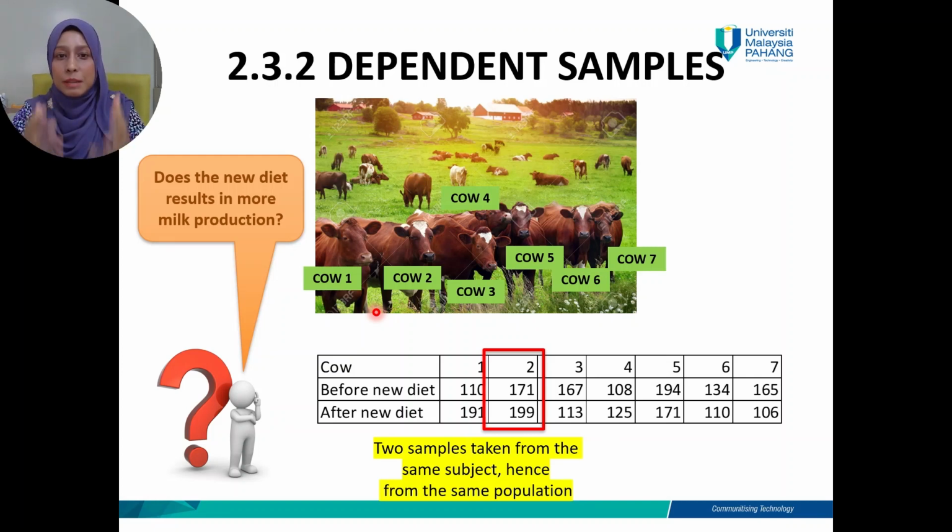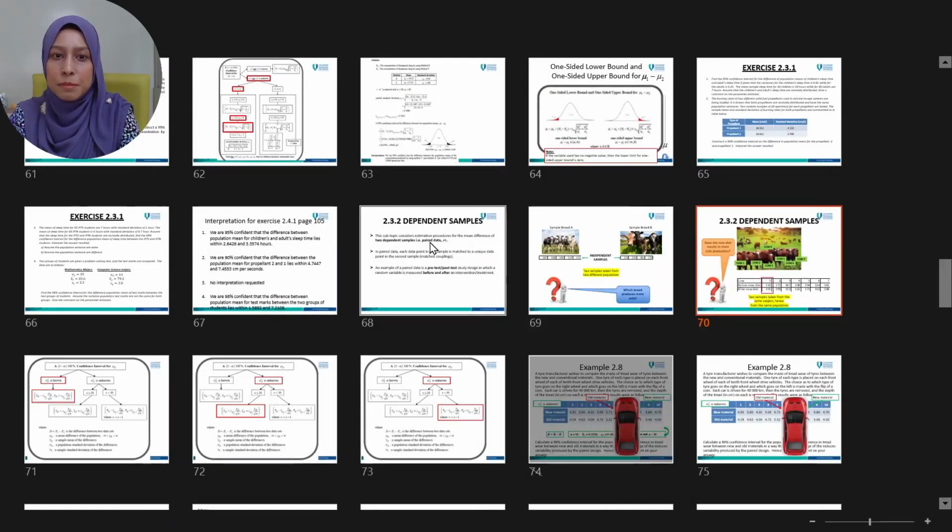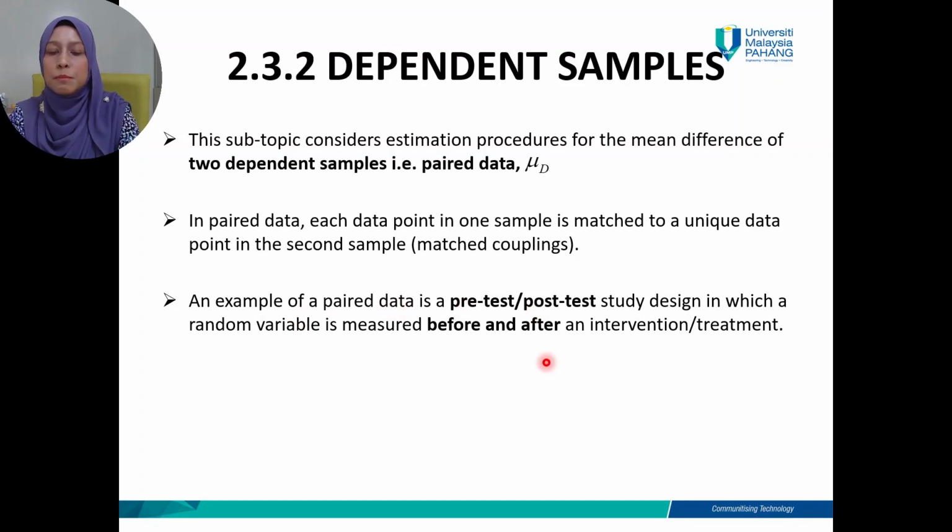Two samples taken from the same subject. Both data collections were done from the same subject. Hence, it also comes from the same population. So this is called dependent samples. Dependent samples are most of the time the case when you conduct an experiment, pre-test, post-test, before and after an intervention or treatment is done. So this is dependent samples.